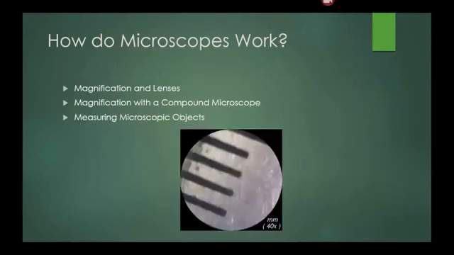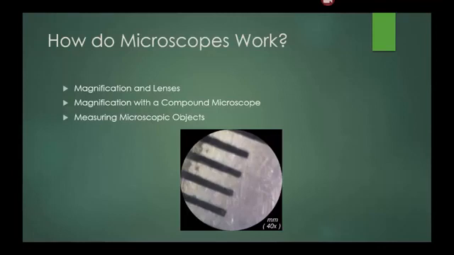Measuring microscopic objects. When you see objects through a microscope, they look larger than they really are. So how do you know their true size? One way is to use a metric ruler to measure the size of the circular field in millimeters, as you see it through the microscope. Then you can estimate the size of the object you see by comparing it to the width of the field.